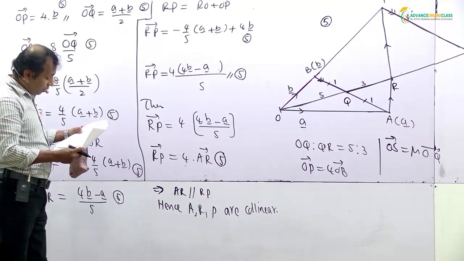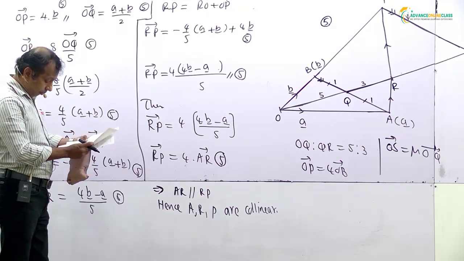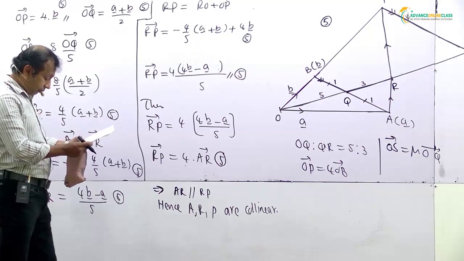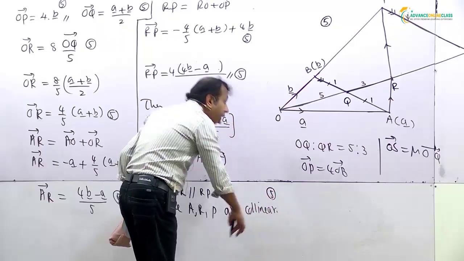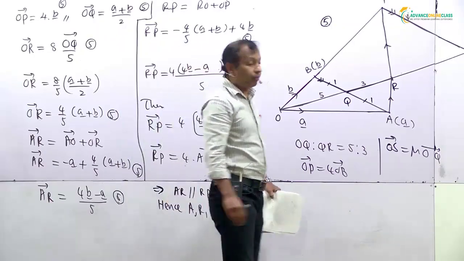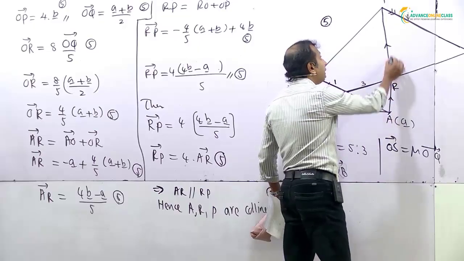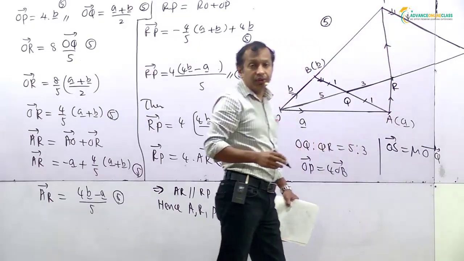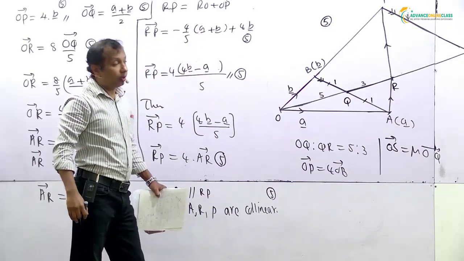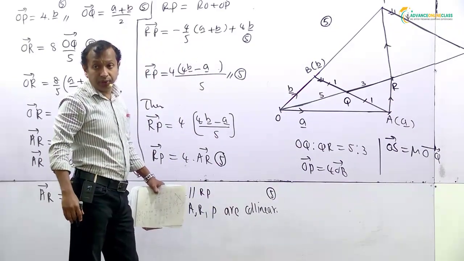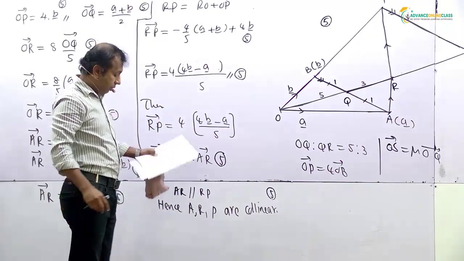R lies on AP. Okay, for this one, the 5 marks. R lies on AP, correct? A, R, P collinear means these 3 points A, R, P lie on the same line. It means R lies on the line AP. That's the meaning. All right.